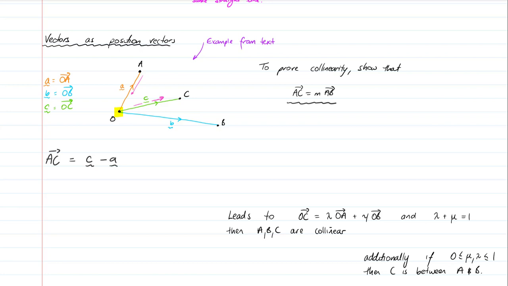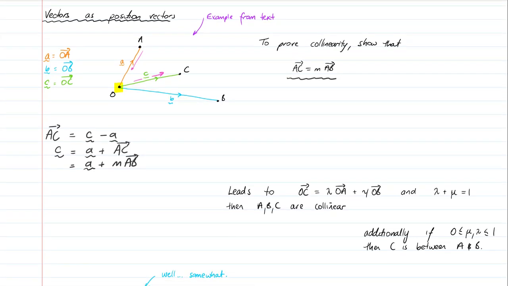But I can rearrange this now and I can say, well, vector C is equal to A plus AC. But I know that AC is equal to m times AB, if we're assuming that they're collinear. So let's make the assumption they're collinear, which will lead to a way of proving collinearity. Now I also know something about AB. So this is equal to A plus m times AB, and to get from A to B, I have to do B minus A. I can expand this and I get A plus mB minus mA.